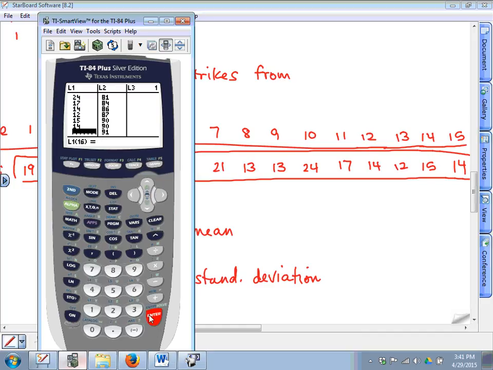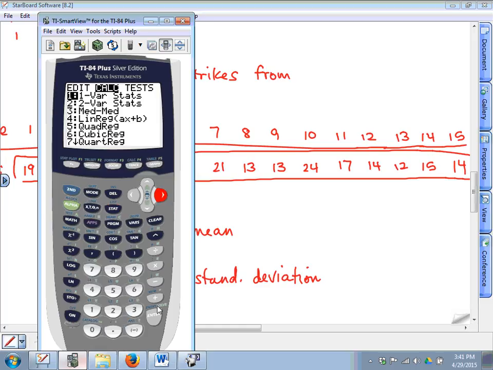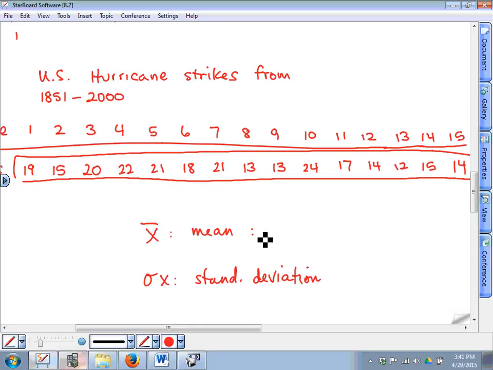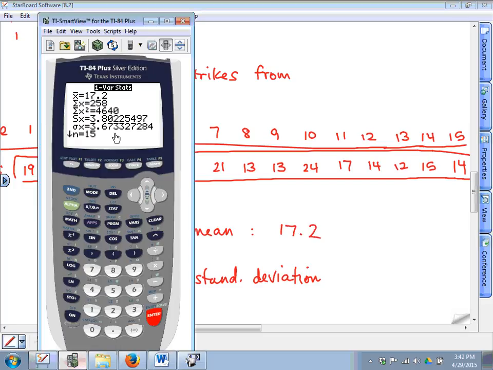Okay, so I've got the numbers typed in. Hopefully you've had enough time to type them in. It shouldn't take you that long. Once you've got it typed in, go back to stat, calculate one variable statistics. I'm getting an average of 17.2 and a standard deviation of 3.67, I'm going to call that 3.7.